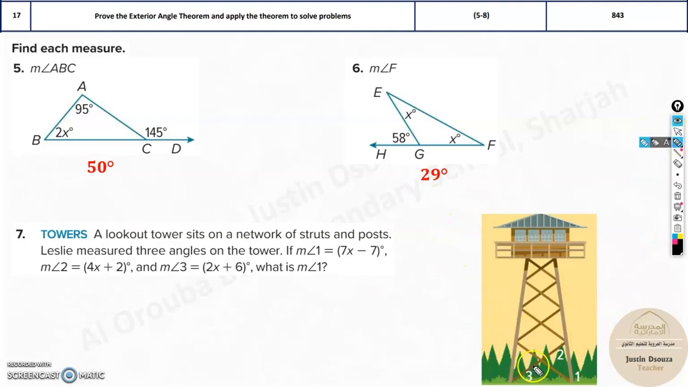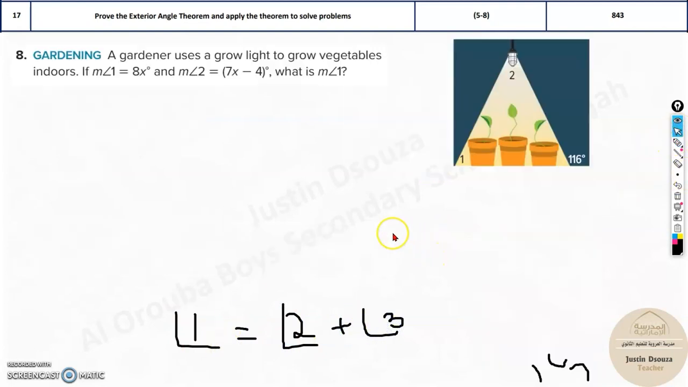Now over here, you can see the far ends of the exterior angles are given. This one, angle 1 will be equal to angle 2 plus angle 3, and simply solve it, you will get the answer. Same thing over here. You can easily solve it. This is the exterior angle and these are the far end angles. 116 will be equal to 1 plus 2.